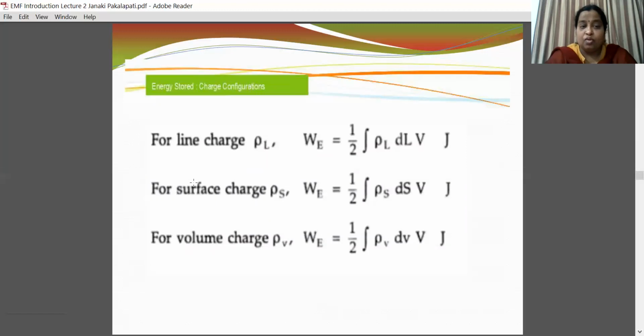And what is the energy stored? Like in the first chapter, I told you there are various types of charge distributions. That means the charge is not simply a line charge. It can be a surface charge or it can be a volume charge. So based on the type of charge distribution, we will be using different coordinates. If it is a line charge, the energy stored will be half integral rho L dl into V, in joules. The surface charge is half integral rho s ds. The volume charge is half integral rho v dv.